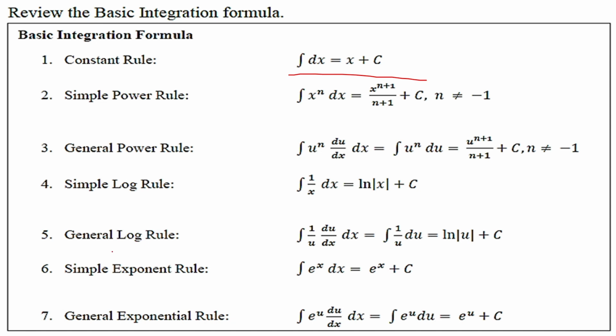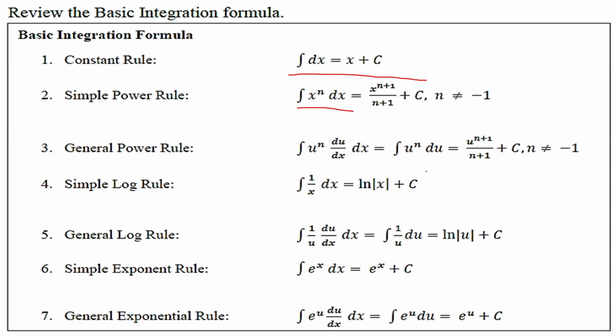Next, simple power rule. We already discussed this. x raised to n, the exponent will be plus 1, and your new exponent will also be your denominator, plus c, where n should not be equal to -1. It is because -1 plus 1 is 0.